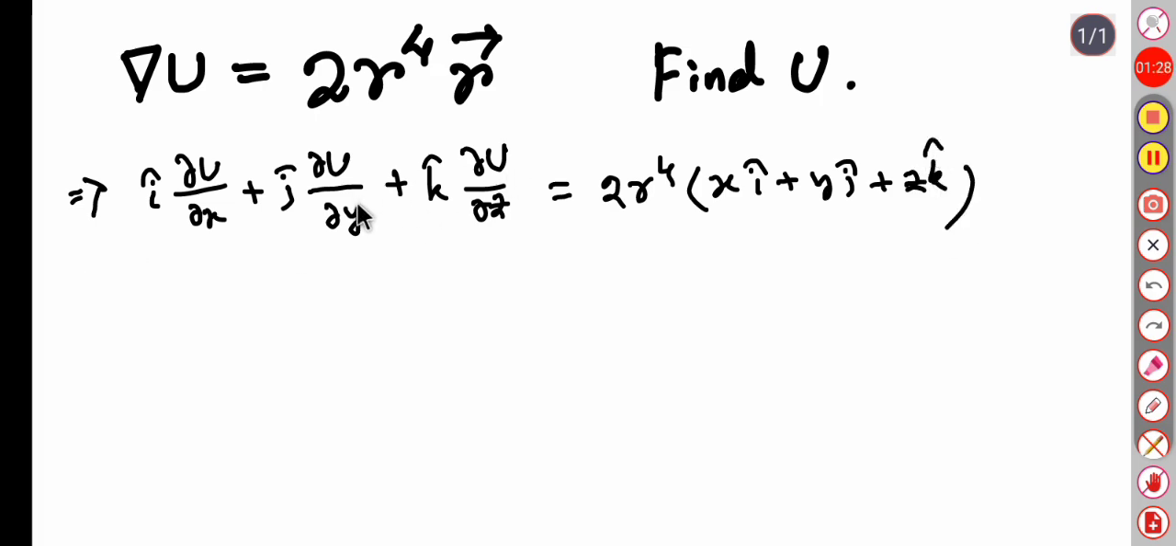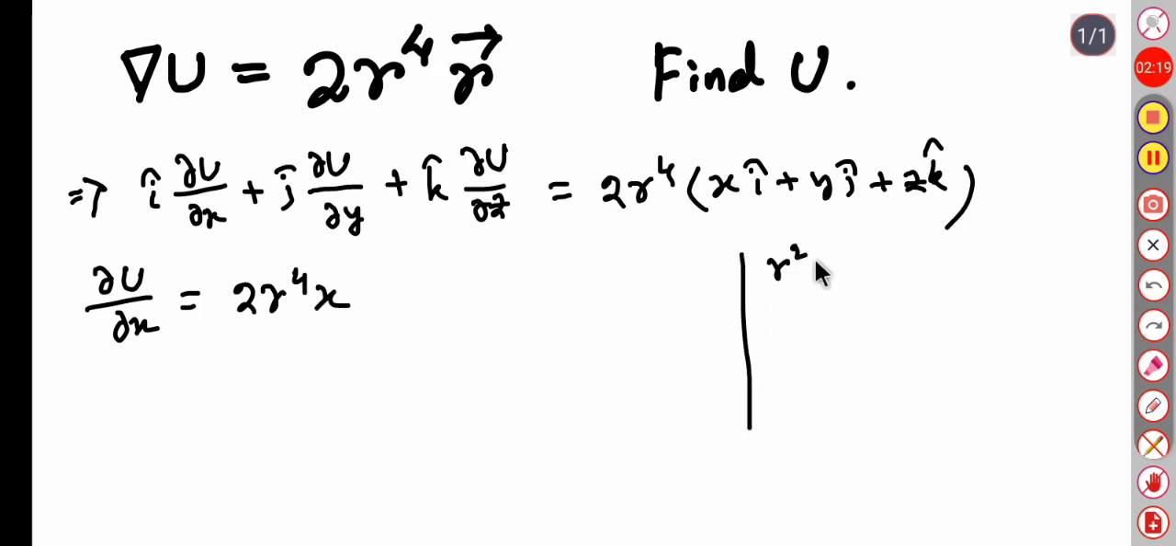Now if we compare both sides, the i cap part, j cap part and k cap part, we will get del u del x is equal to 2r to the power 4 x.